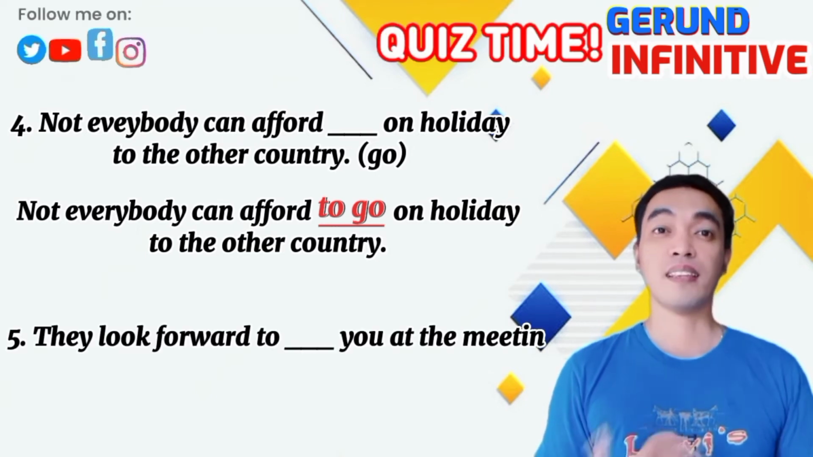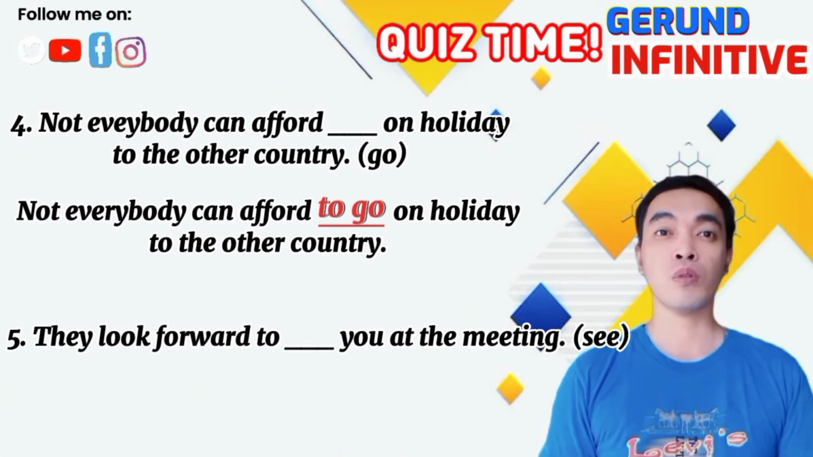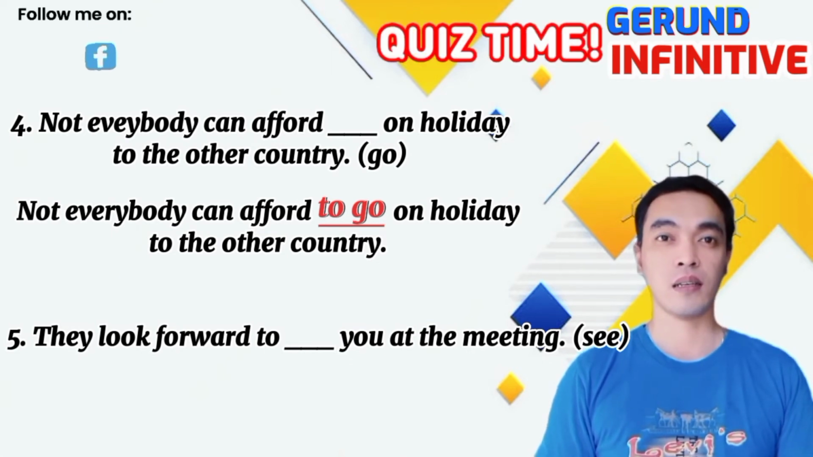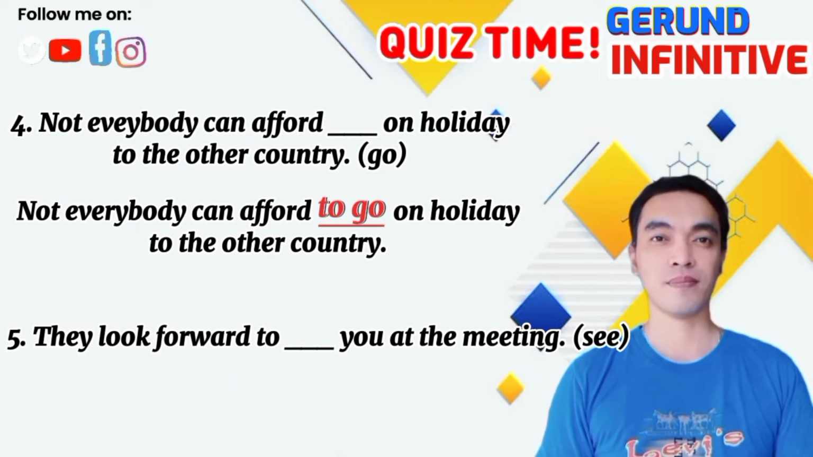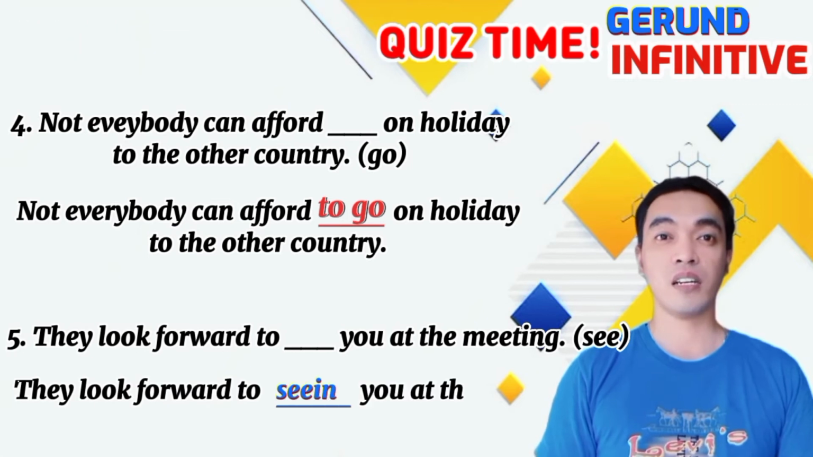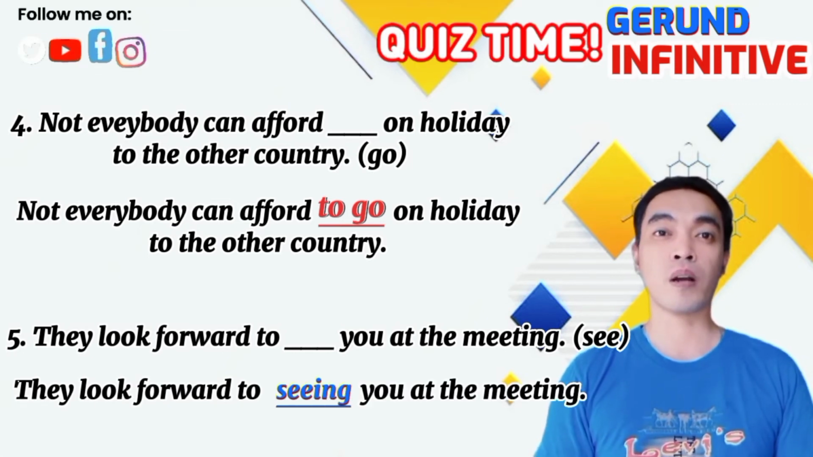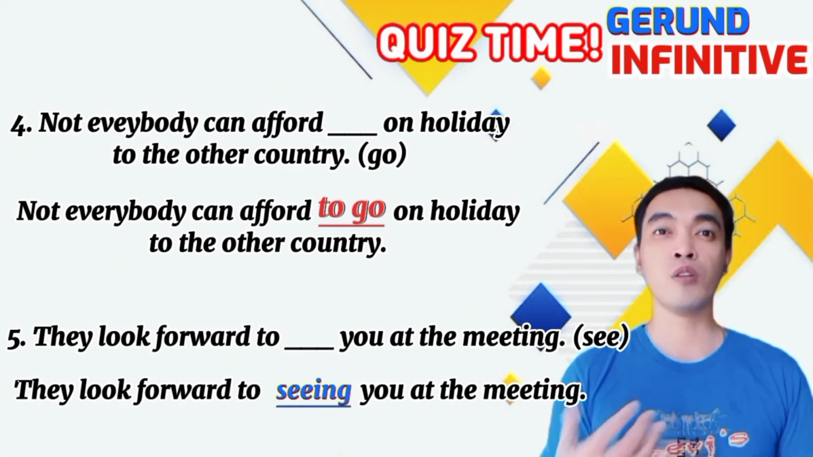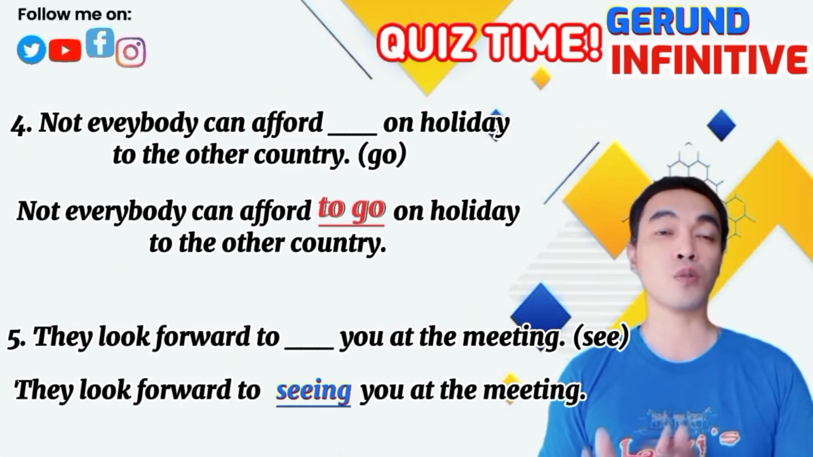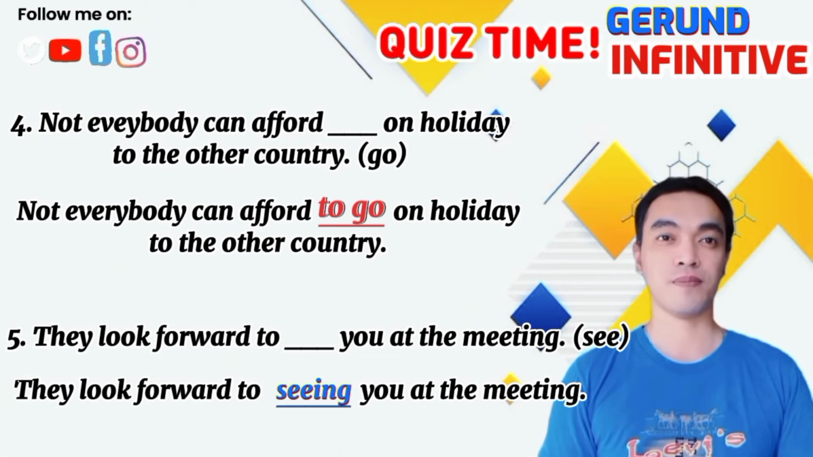Number 5. They look forward to you at the meeting. And the verb we're going to use is see. The correct answer is: they look forward to seeing you at the meeting. When we use the verb look forward to, we use a gerund.